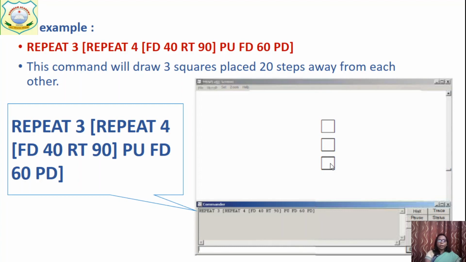Start from the lowest. This command will draw this square. Now what do we have to do? For this portion, for this bracket, we should lift up our pen.